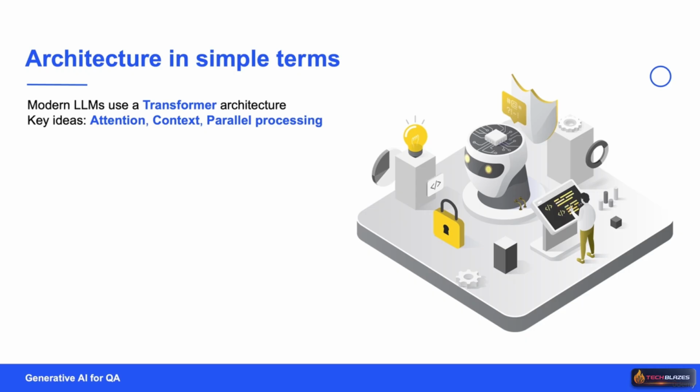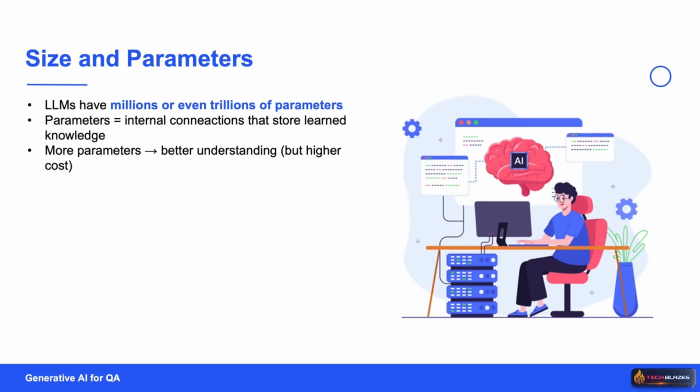Transformers also allow parallel processing, which means they can train and generate responses much faster than older models. One of the reasons we call them large is because of their size, measured in parameters. A parameter is like a small piece of learned knowledge, a connection in the model that adjusts during training. GPT-3 had around 175 billion parameters, while newer models go even beyond a trillion. More parameters generally mean better performance and understanding, but also higher training costs and slower inference. So, there's always a trade-off between size, speed, and efficiency.